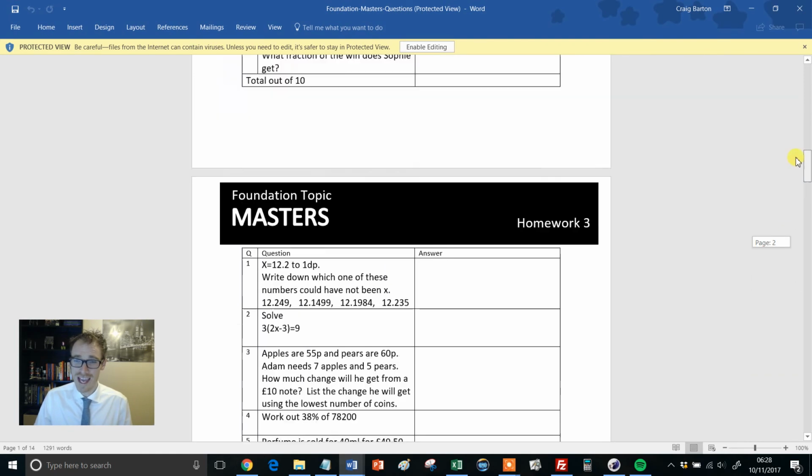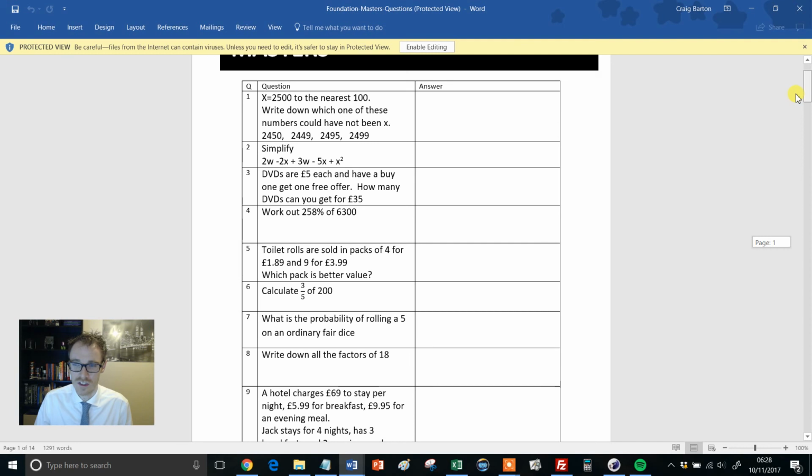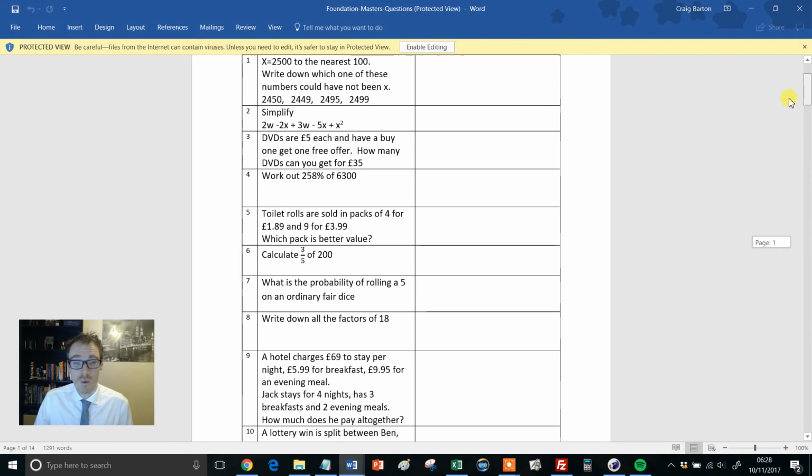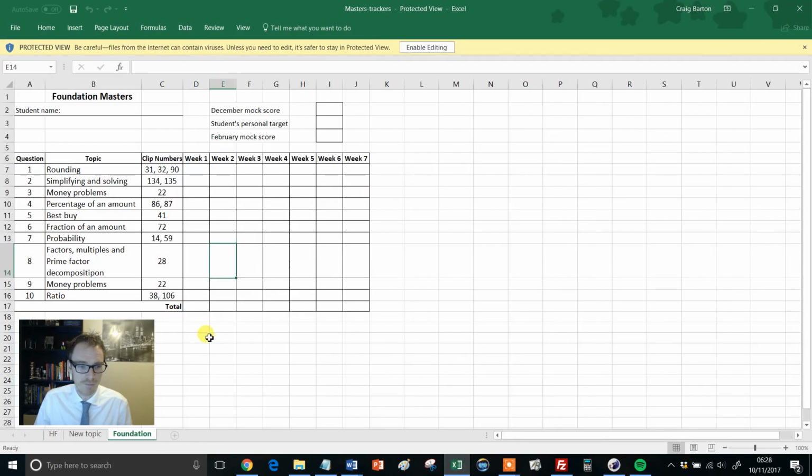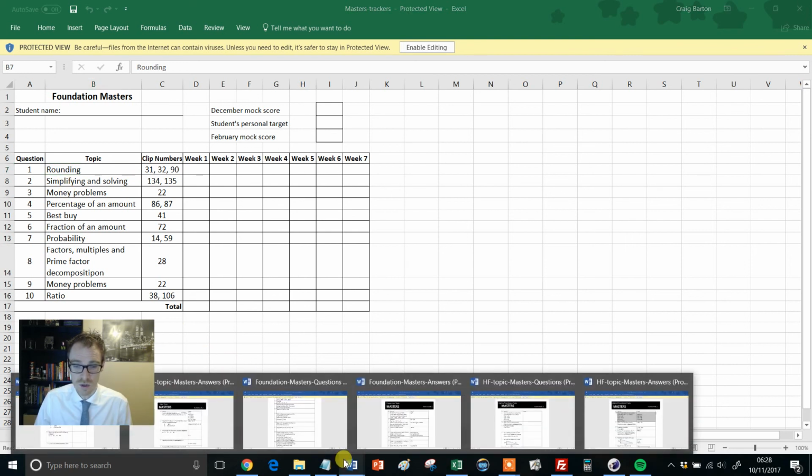So what you've got here is essentially a set of homeworks, and there's flipping loads of these, which test 10 absolutely crucial skills for foundation. And indeed, if I open up the Excel file that comes with it, you'll see that this is a tracking document that lists the questions that were on there. So we saw there the simplifying and solving. We saw question 1 was always rounding. You've got 10 topics here that are absolutely fundamentals for foundation GCSE, and indeed higher. We'll talk about that in a second. And each week you can test them using one of these resources.